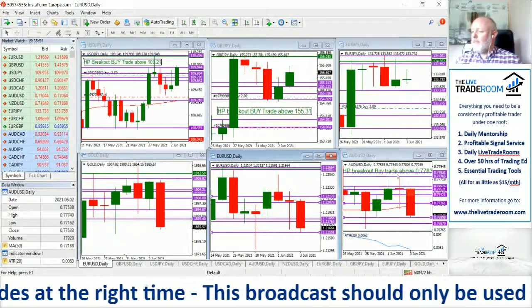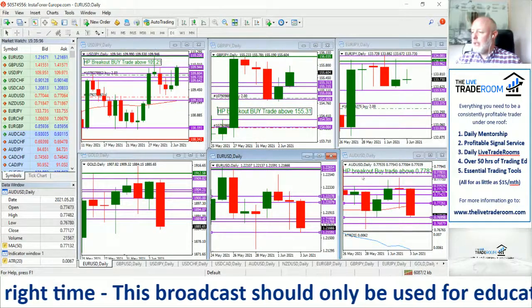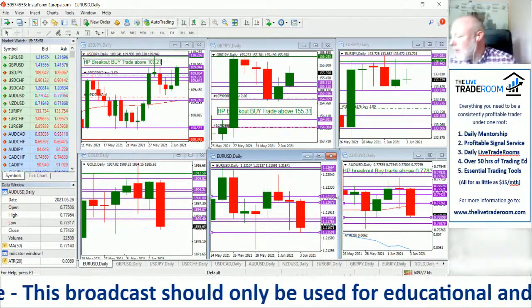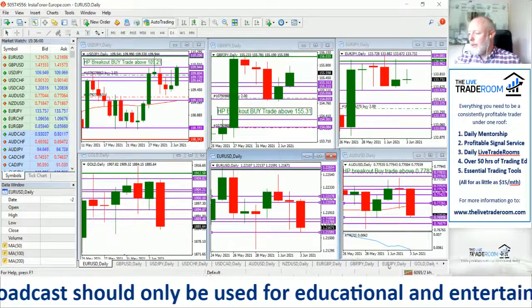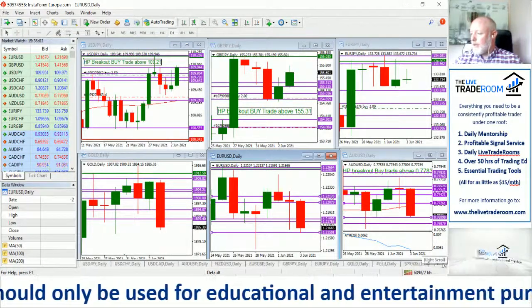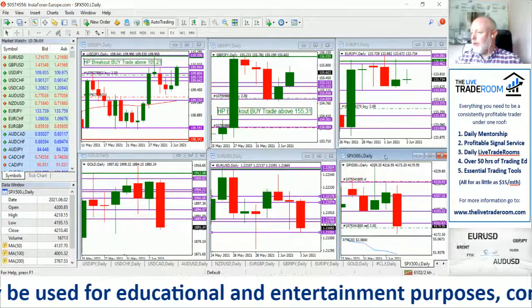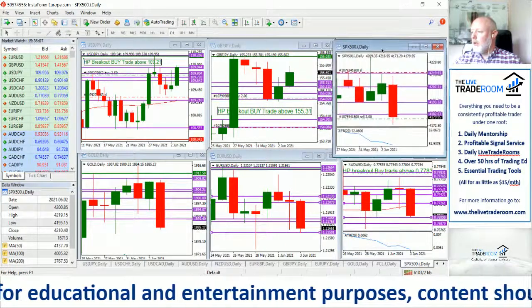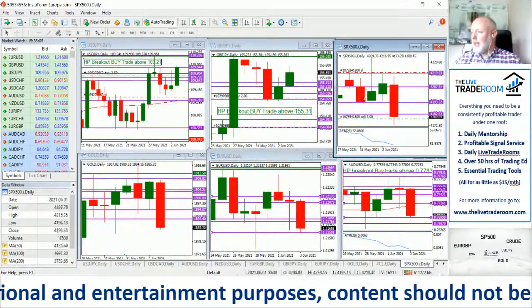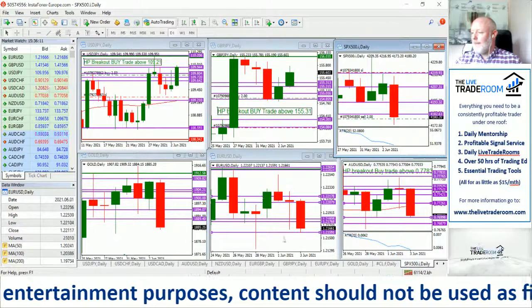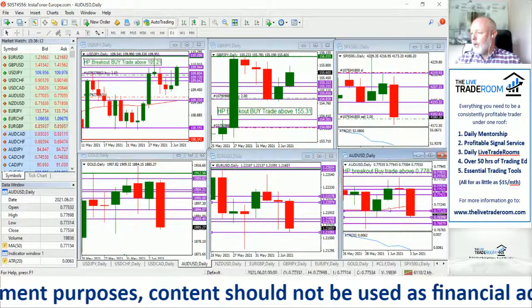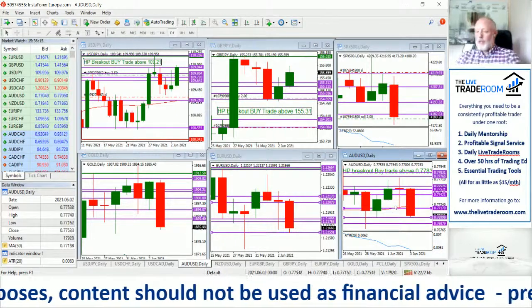Okay, so we've got momentum trades in the euro dollar to the downside and the Aussie dollar to the downside. We'll be looking very carefully at those. Sorry for jumping around a few of these markets at the moment. We still like the S&P to the downside as well. So we'll leave it there.